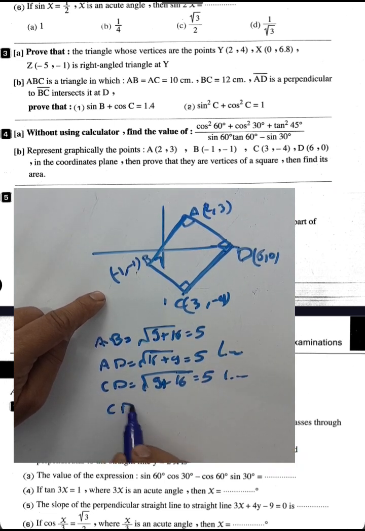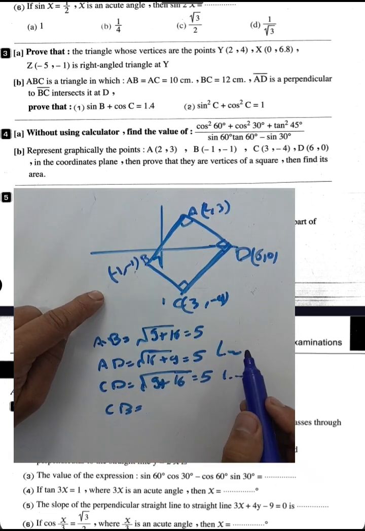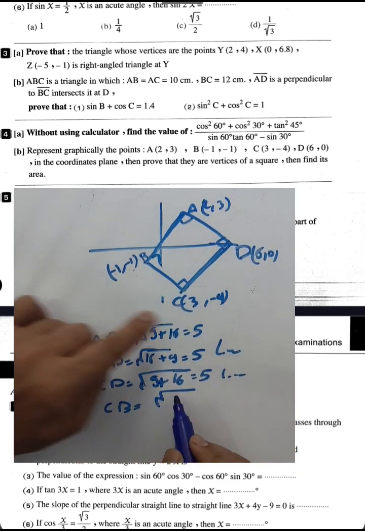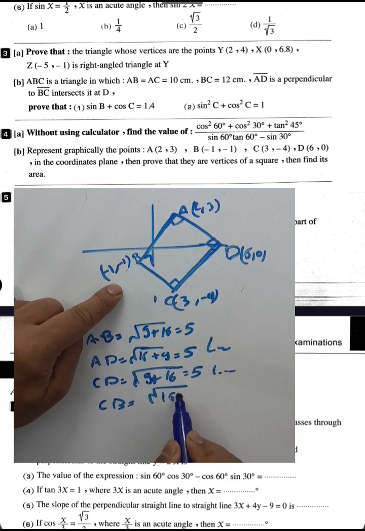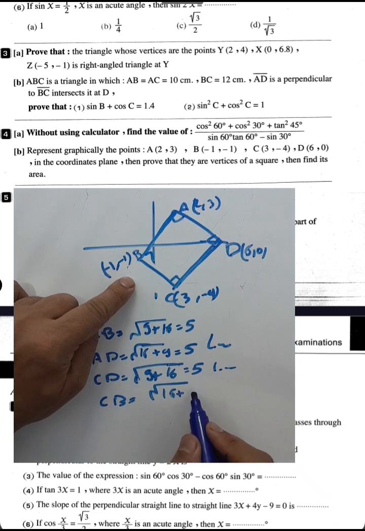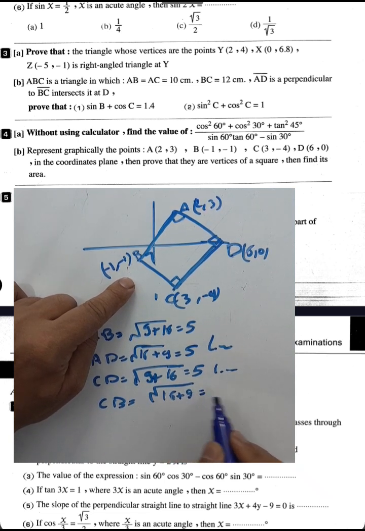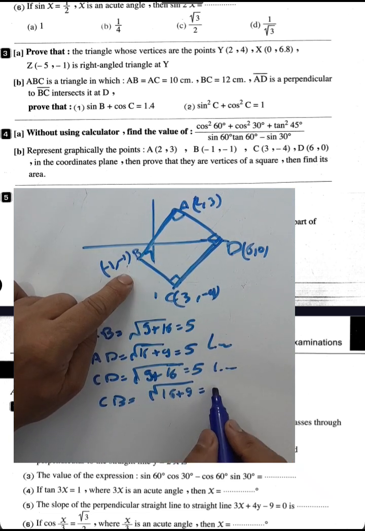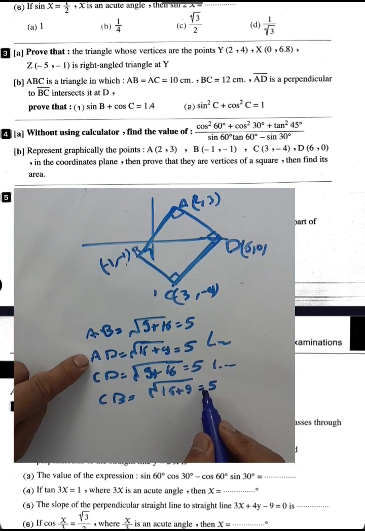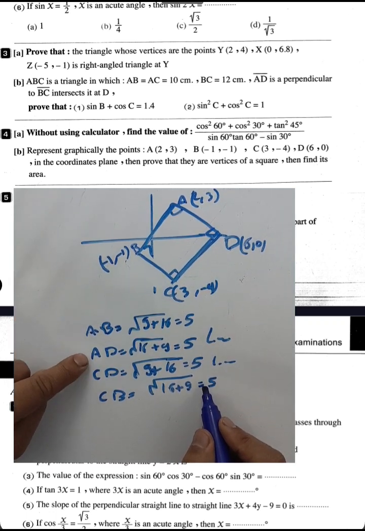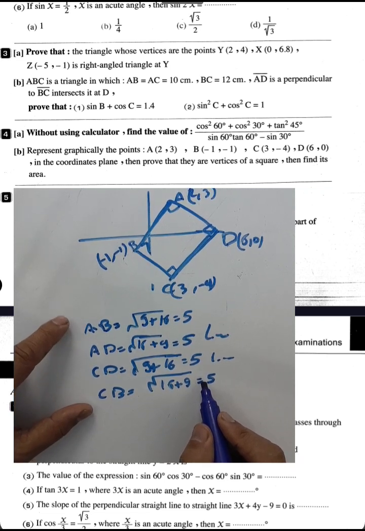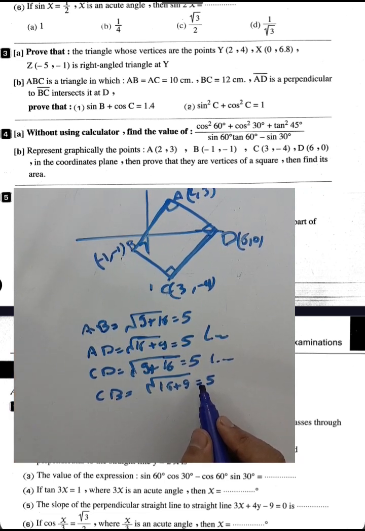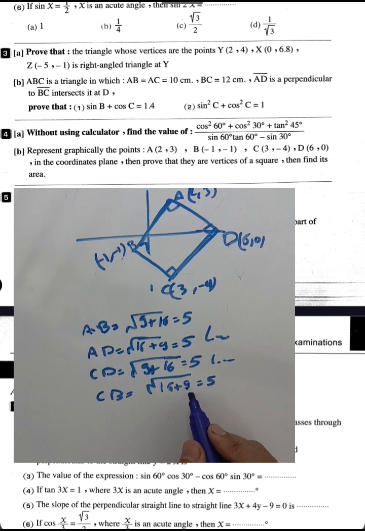And CB here, square root of 3 minus 1, it will be 4, 4 power 2 equals 16. Negative 4 minus 1, 3 power 2, 9. The result will be 5. Then AB equals AD equals CD equals CB. Then this figure will be, what do we call it? All sides equal. It's a rhombus.